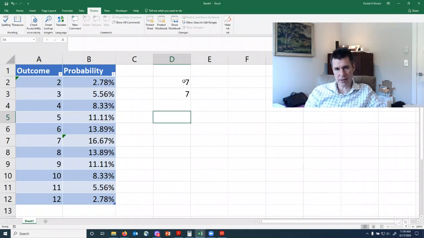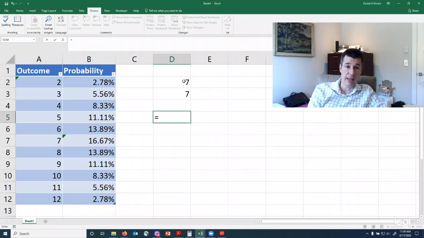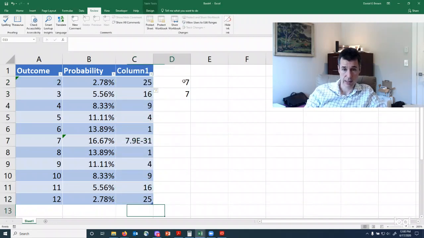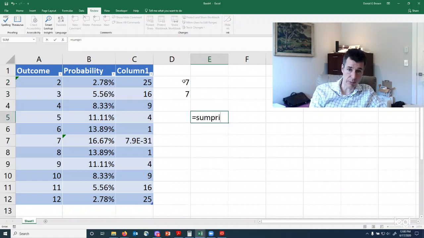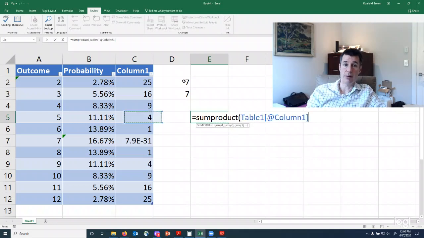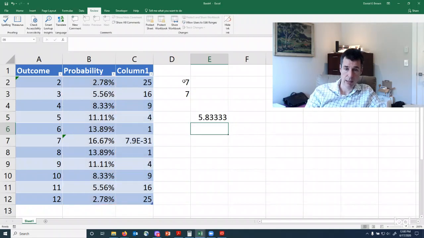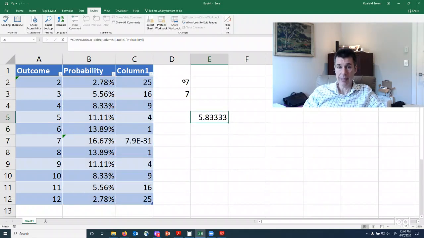Okay, variance is a little harder to calculate, but again, we can do it. So the variance is going to be the sum. Maybe we'll just create a new column in here. We take the outcome minus the average, squared, and then we probability weight those outcomes. 5.833.